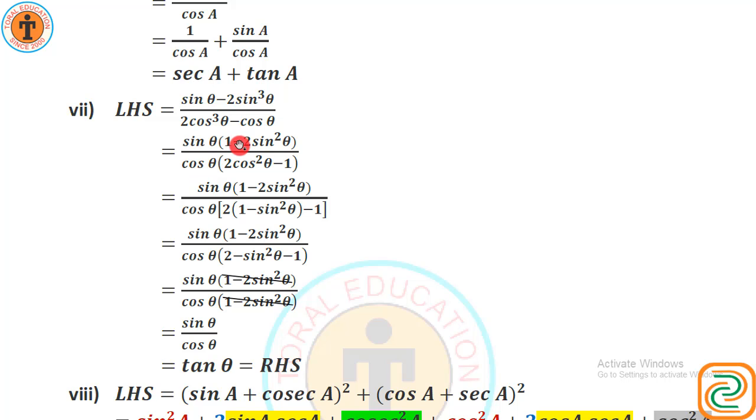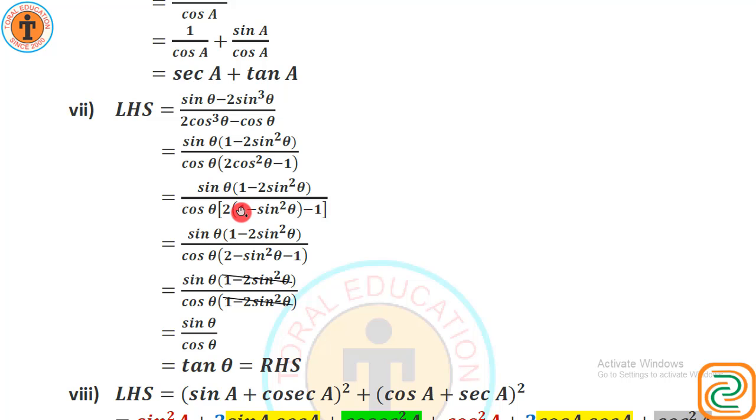Now, what we can do? The numerator will be same, sin theta bracket 1 minus 2 sin square theta. But what happens to denominator? 2 into 1 minus sin square. We can say in place of cos square theta, we can take 1 minus sin square theta. So I have taken 2 into (1 minus sin square theta) minus 1. This one is 1. Now multiply 2 in the bracket. What happens?